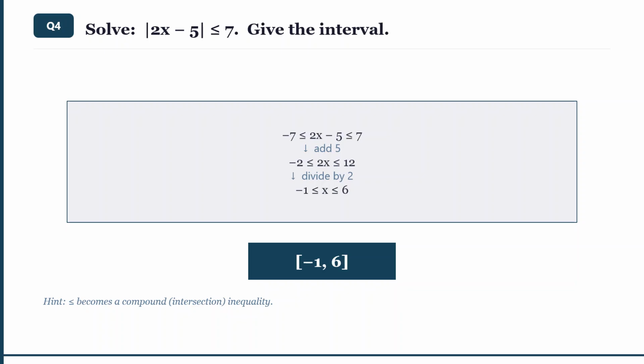Divide all three by 2. Negative 1 is less than or equal to x, which is less than or equal to 6. In interval notation, that is the closed interval from negative 1 to 6. Closed brackets because the original inequality was weak. This drills the structural pattern that less than or equal to becomes intersection, one bounded interval.